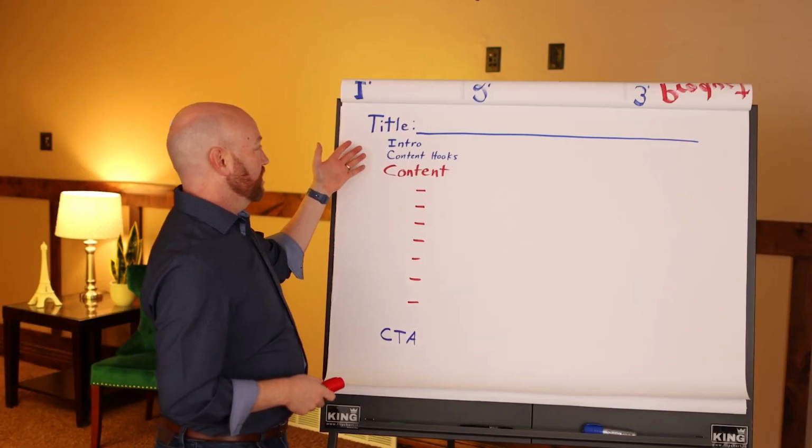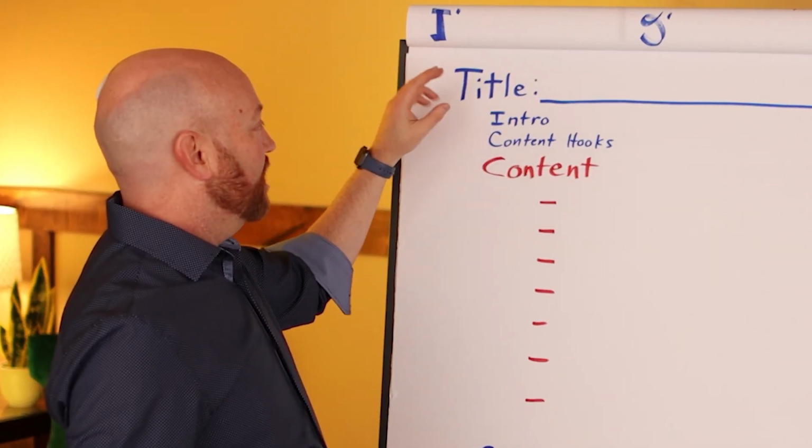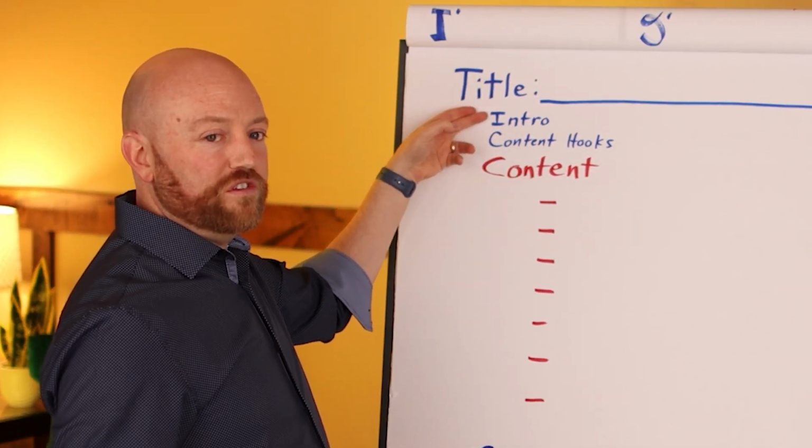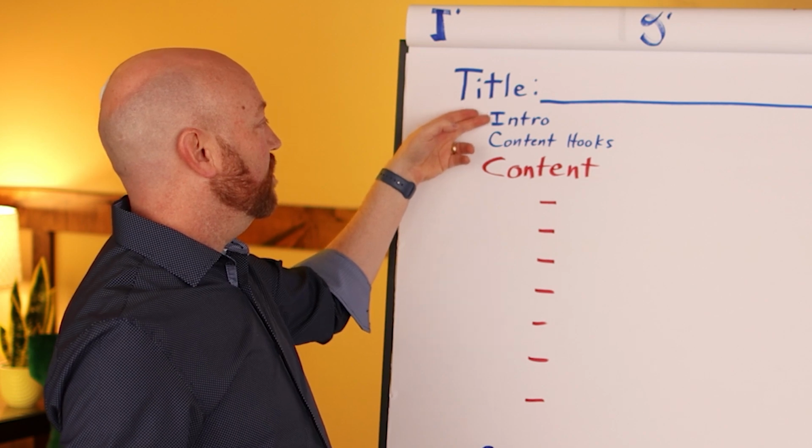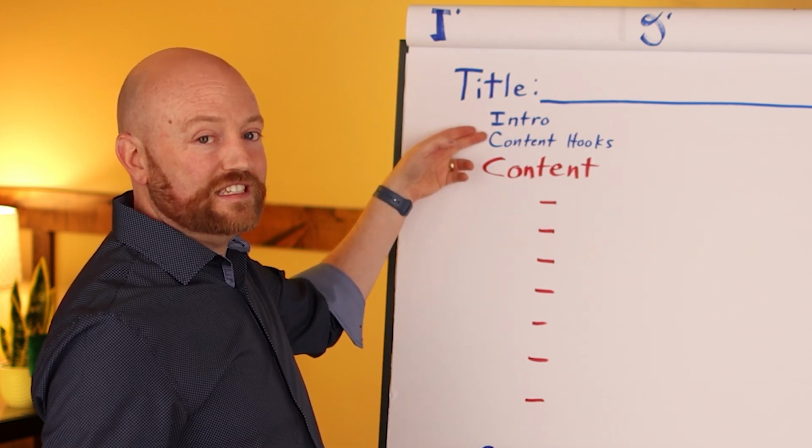Once I have the titles selected, the list of videos that I want to film, and I'm ready to prepare the content, I use the same outline every time. This is what the outline looks like. I've got my title. I can make notes about my intro if there's anything I want to say specifically in the intro. I remind myself to give content hooks.